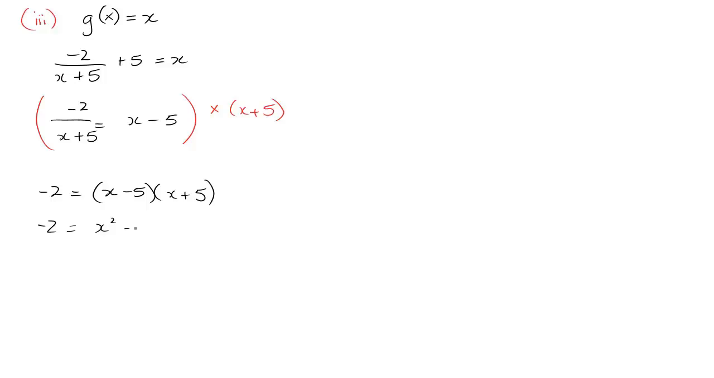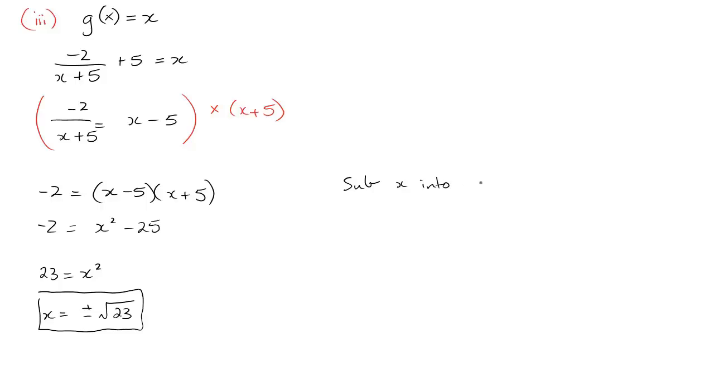So you get something like this. What we can do now is we can move the 25 over to the other side. That will give you 23. And therefore x equals plus or minus the square root of 23. So these are our two x values. And then to find the equivalent y value, it's easiest to substitute x into y equals x.